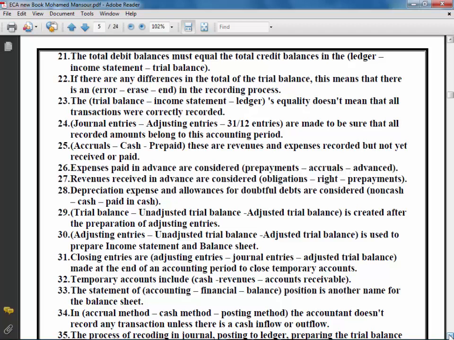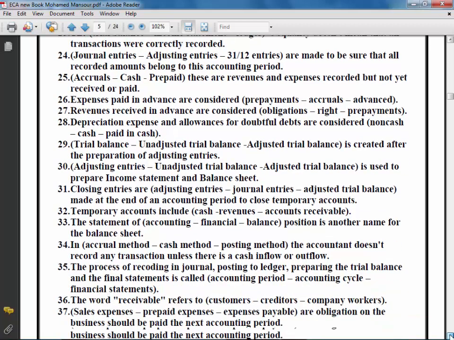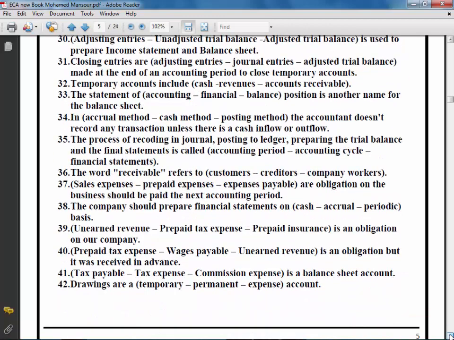Number 34. In accrual method, cash method, posting method, the accountant doesn't record any transaction unless there is a cash inflow or outflow. The answer here is in cash method. Number 35. The process of recording in journal, posting to ledger, preparing the trial balance, and the final statements is called accounting period, accounting cycle, financial statements. The answer is accounting cycle.